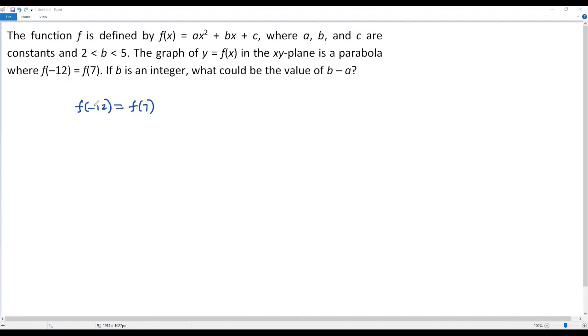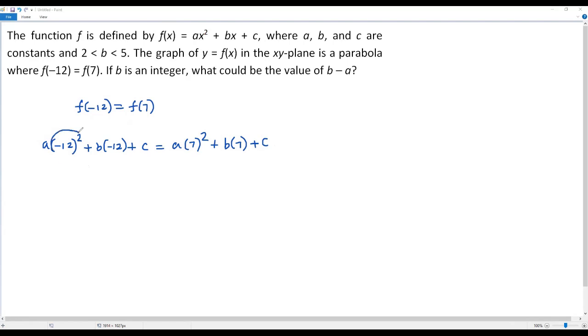Now, to get f of negative 12, we have to plug in this value negative 12 for x into the expression that we have for f of x. When I do so, I get a times negative 12 the whole square, plus b times negative 12, plus c. To get f of 7, we plug in 7 for x in this expression. Then we get a times 7 squared, plus b times 7, plus c.